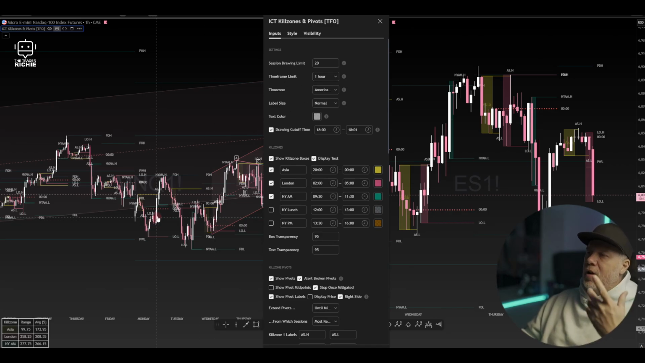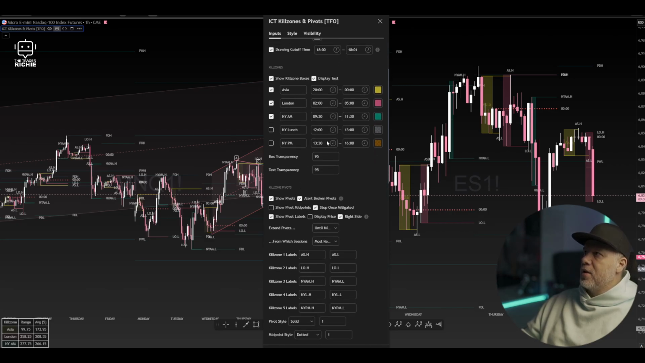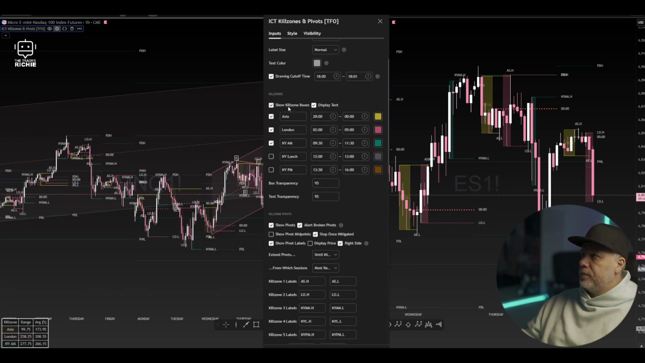I find that anything over 1 hour, it doesn't display very nicely. Obviously, time zone is American. Label size normal, all the rest of it. Drawing cutoff is 6 p.m. and 6:01, and then I've got the kill zones down here. I have the kill zone boxes unticked, so I only have the lines on my chart.